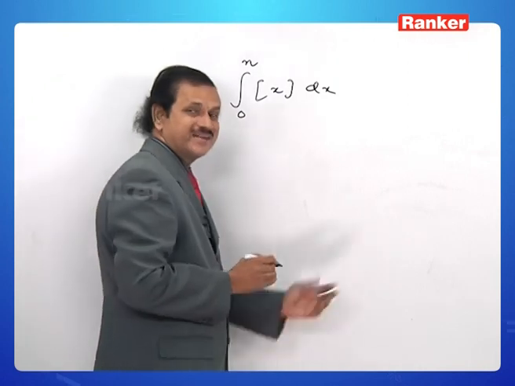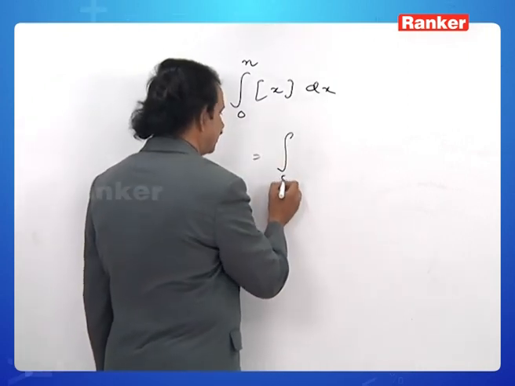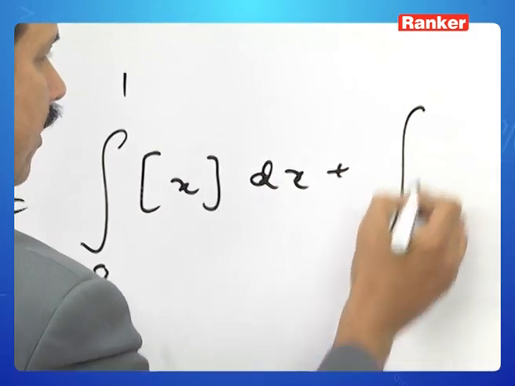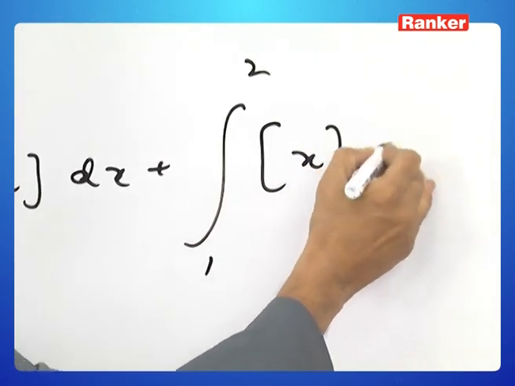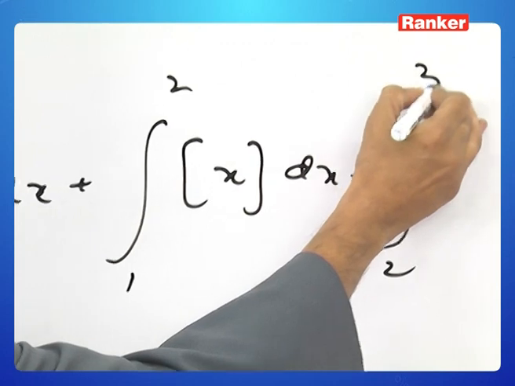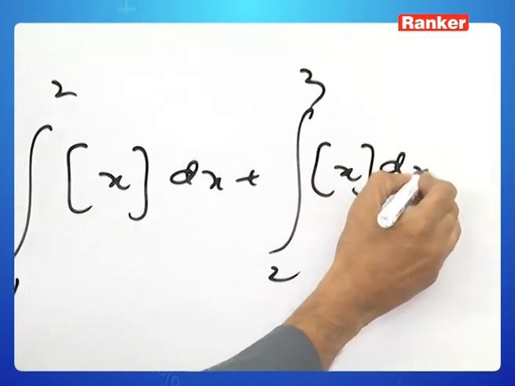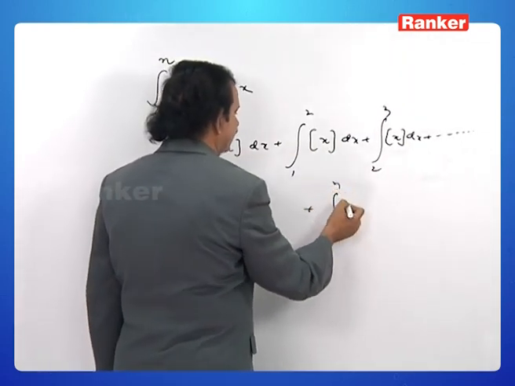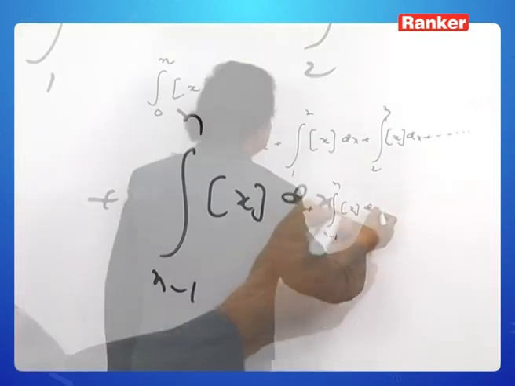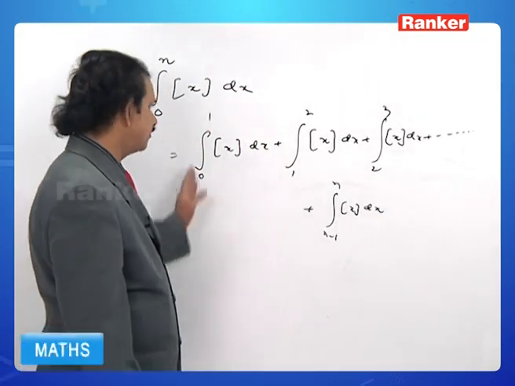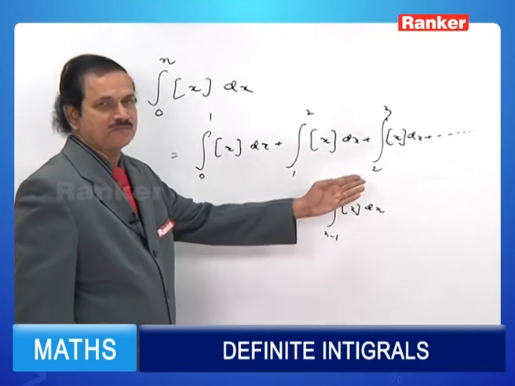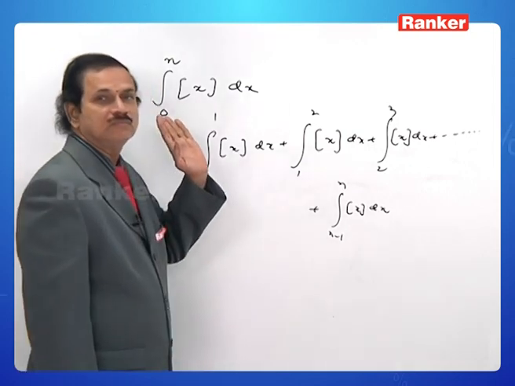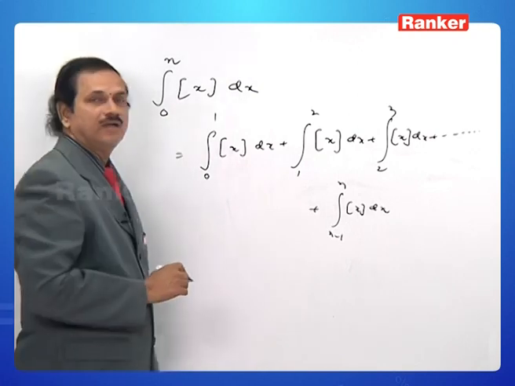Now, I would like to derive this. This is equal to integral 0 to 1 integral part of x dx plus integral 1 to 2 integral part of x dx plus integral 2 to 3 integral part of x dx, and so on, and at last, integral n minus 1 to n integral part of x dx. You can observe 0 to 1, 1 to 2, 2 to 3, 3 to 4, and so on, up to n minus 1 to n. It leads to the LHS, that is integral 0 to n integral part of x.